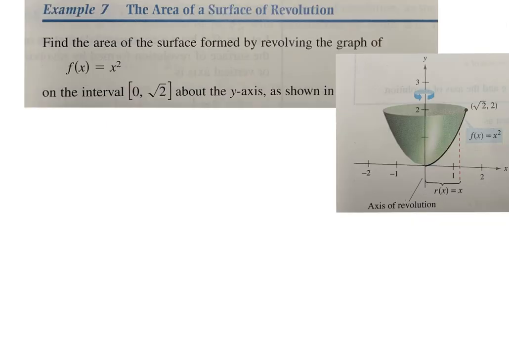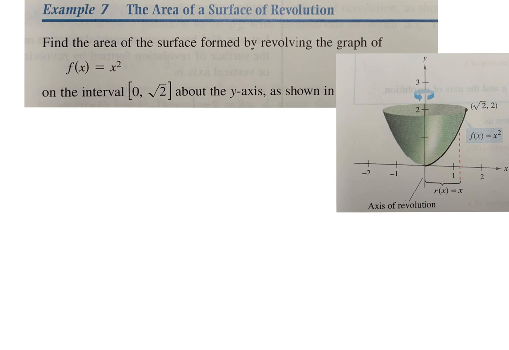So if you look at this one, this is not the same as when we were doing the shell method or disk method. We are literally just taking that line and finding the surface area. So they have the formula x squared, which is just a parabola, right? They want it from 0 to square root of 2, which is a beautiful range there, right? And we're revolving about the y-axis.